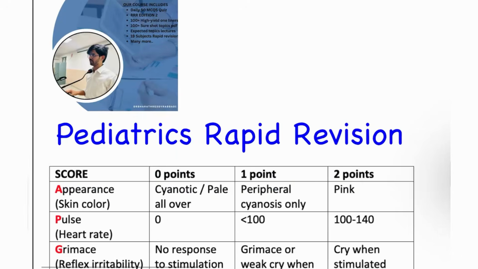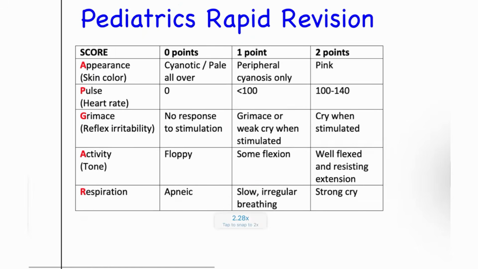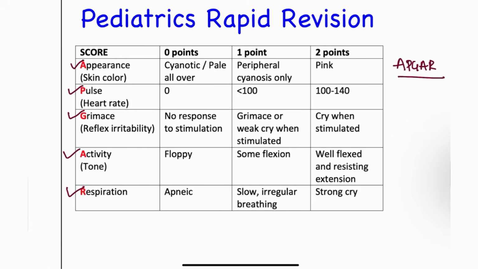Let's start with the first topic, that is APGAR scoring. In the APGAR scoring, the most important thing is that we have A for appearance, P for pulse, G for grimace, A for activity, and R for respiration. Next, appearance. How many points are we going to give? 0, 1, 2. 0 points for cyanotic, 1 point for peripheral cyanosis, and 2 points for a whole pink baby. The 2 points is normal.